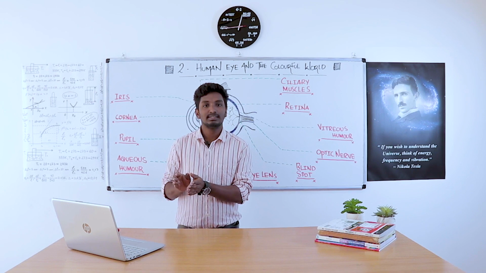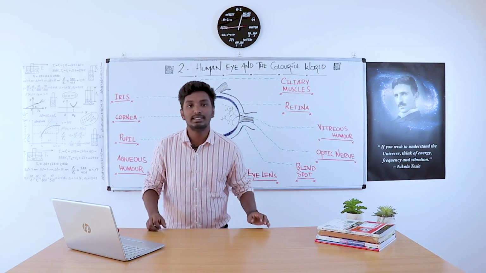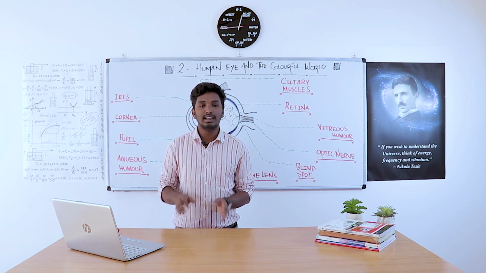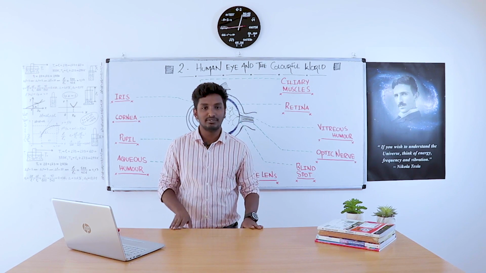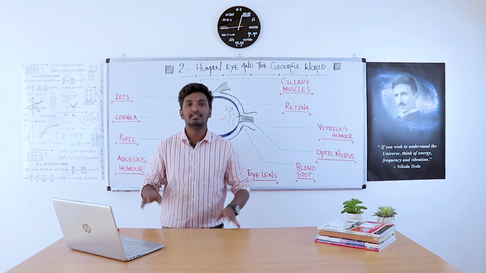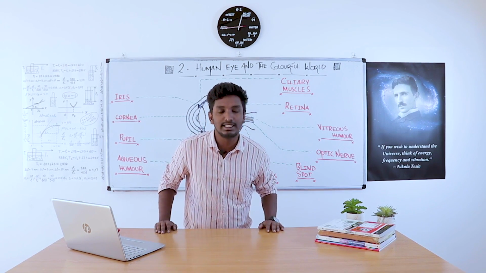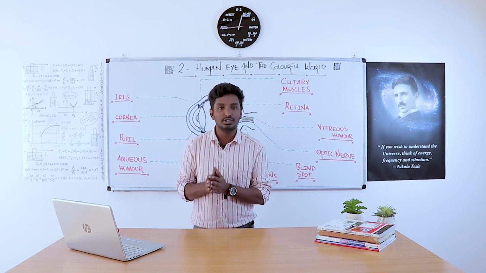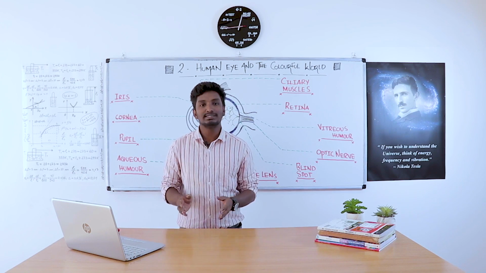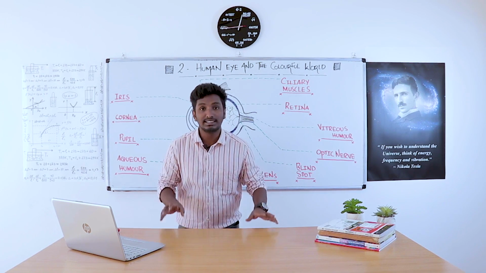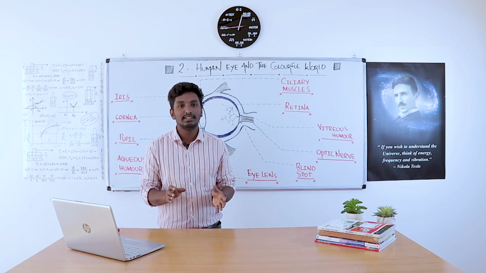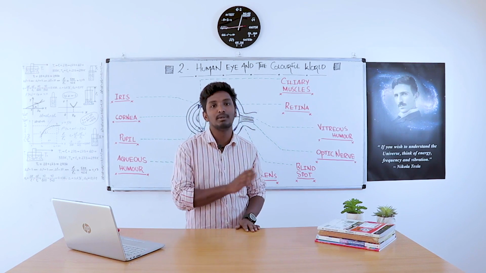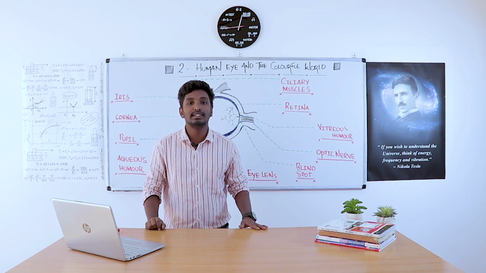Third section, the phenomena related to vision or to light, like dispersion, atmospheric refraction, and scattering. So mainly 3 sections are there in this chapter. First is the structure of the human eye, second the defects of the human eye, and third some phenomena related to light. This is a simple chapter. If you study these 3 sections clearly, then you will be able to answer all the questions related to the human eye and the colorful world.